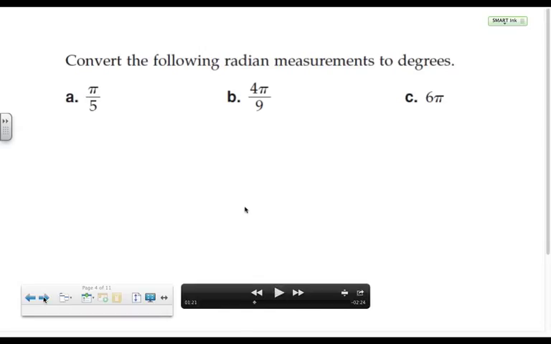So this is your practice. Go ahead and pause the video, do the practice problems, then I'll talk about the solutions. These ones I won't go into too much depth on though.